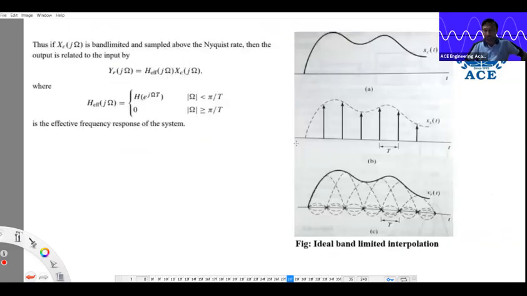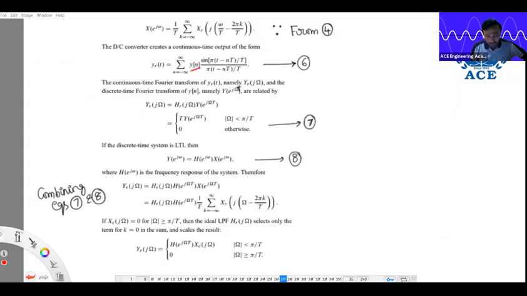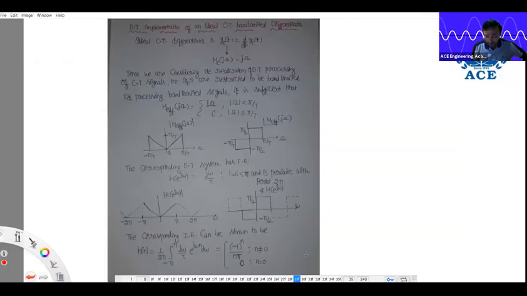How is the signal reconstruction done? Observe here. This is our original signal. The sampled version of this one is like this. As I mentioned just now, we are reconstructing each sample by using a sinc pulse. This expression reconstructs each sample by a sinc pulse.